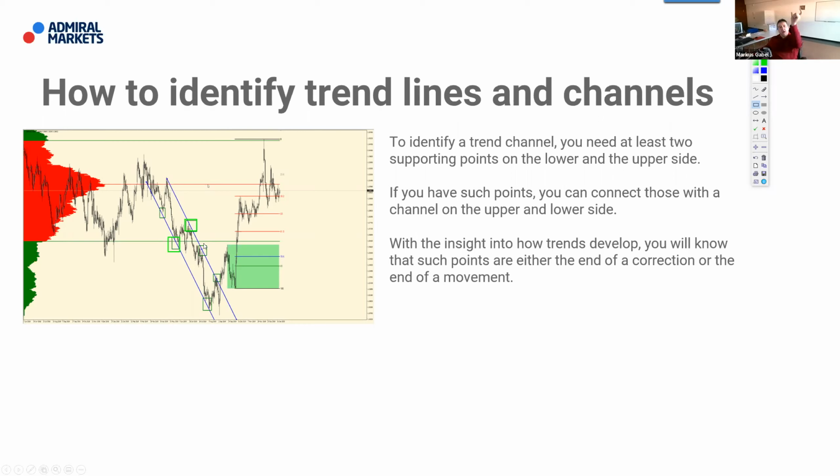This is a trend channel. And again, you see, that's the end of the correction, end of the move, end of the correction. You see, it's really easy. The rest is risk management. And trust the trend. You know the three T's: trust the trend. That's the best thing you can do in trading.